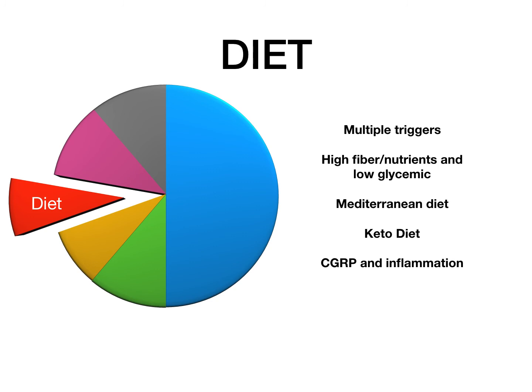What they found also, specific diets that also follow that high fiber, nutrients, and low glycemic protocol are the Mediterranean diet and the keto diet. They have found that those 2 diets have shown to decrease the amount of CGRP released with the migraine process. And what that does too, it also decreases the intensity and sometimes the duration of the migraine or headache.